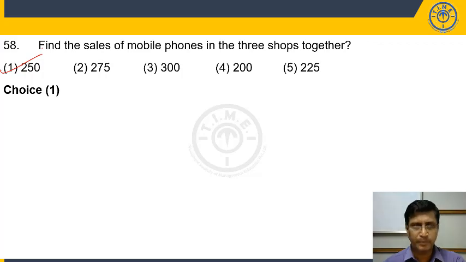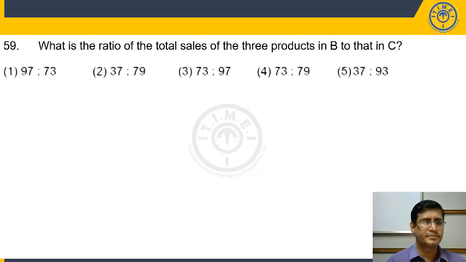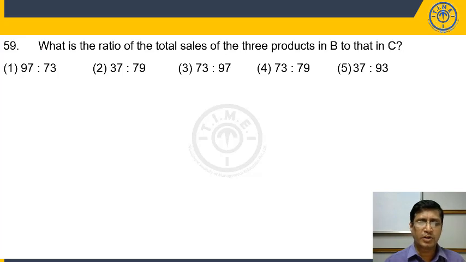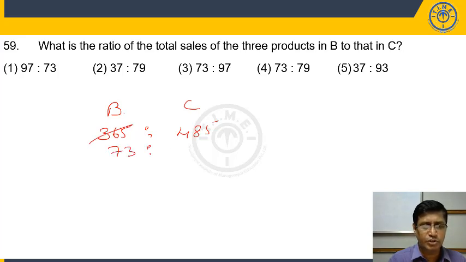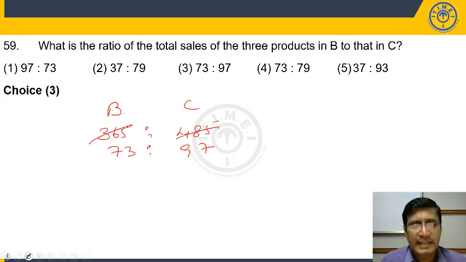Now look at the next example. The ratio of the total sales of the 3 products in B to that of C. So for B, what is the total number? The B total number is 365 and the C total number is 485. So what is the ratio of these two? 73 is to 97. The right choice is option number 3. Third choice is the right answer.